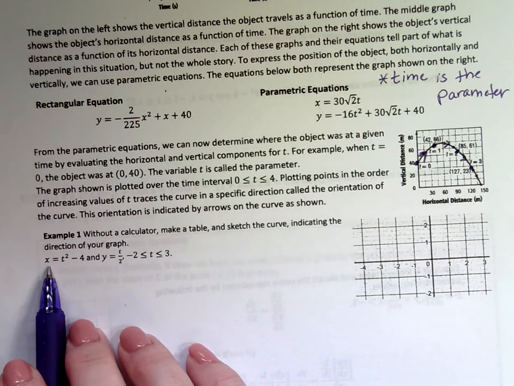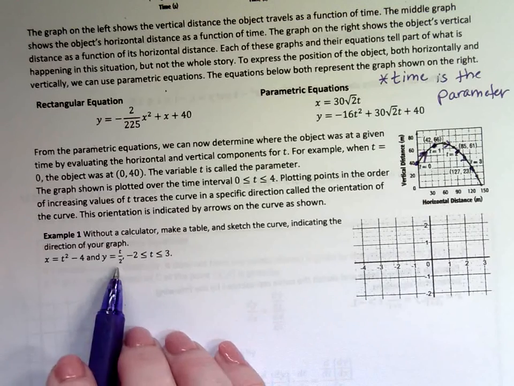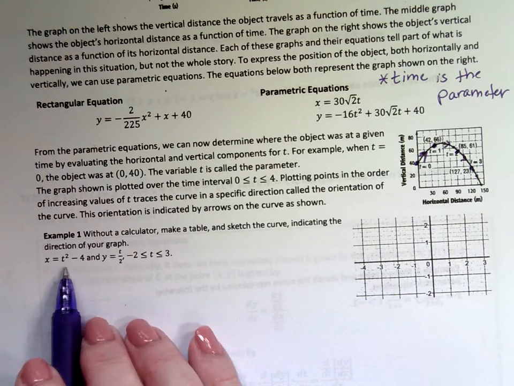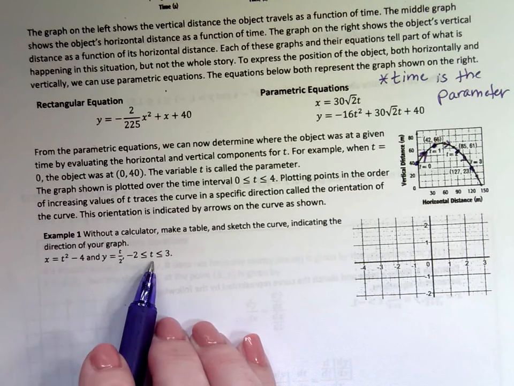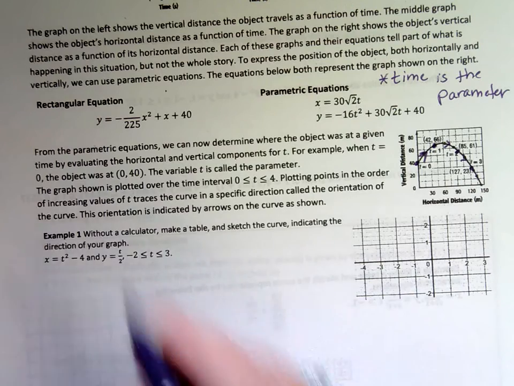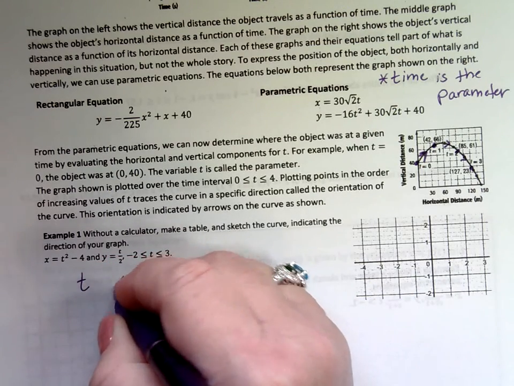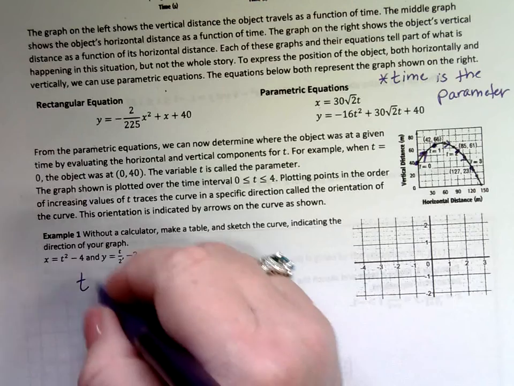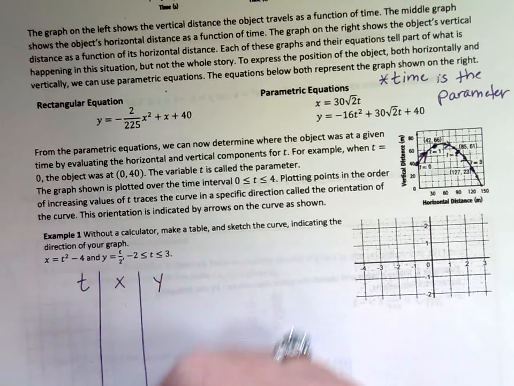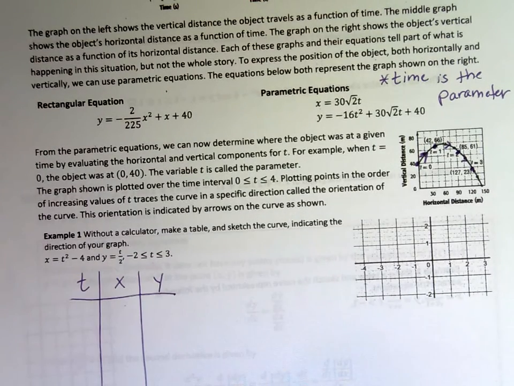So this is example 1. I have an x equation and I have a y equation. They're both in terms of t, and my t values are between -2 and 3. So what I do is I set up a table of values. T, x, and y. Seems strange to have 3 columns, but that's what we have.